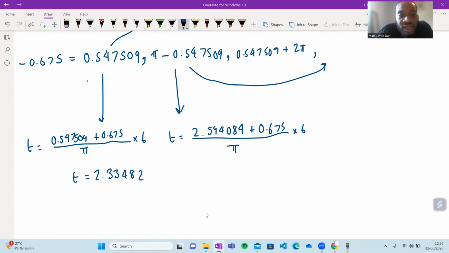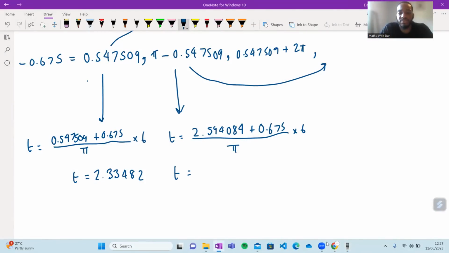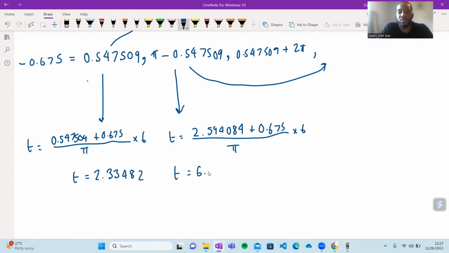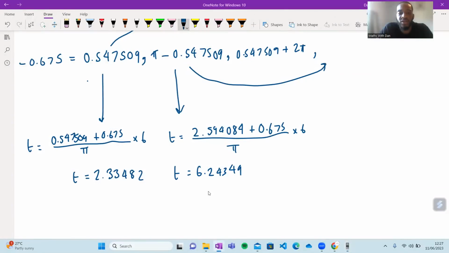T's range is between 0 and 12. So we got this here. Let me just plug this in and see what we get. Make sure I've got that there. Yeah, perfect. So it's going to be answer plus 0.675 divided by pi times by 6. And this gives us 6.24349. So these are values of t.